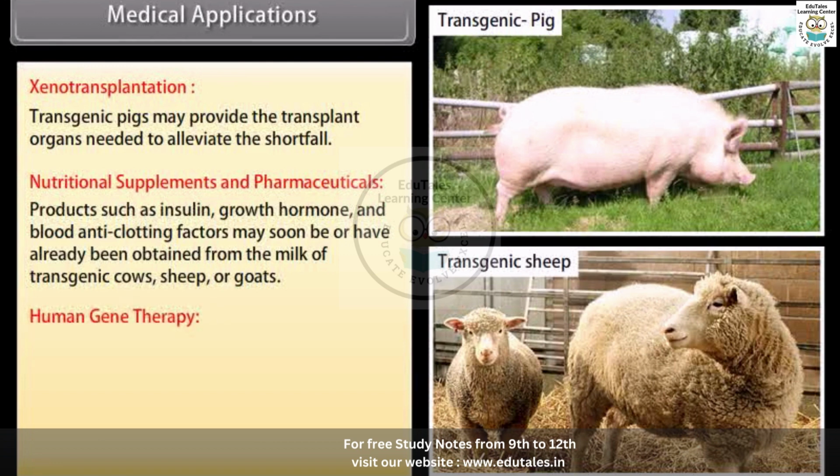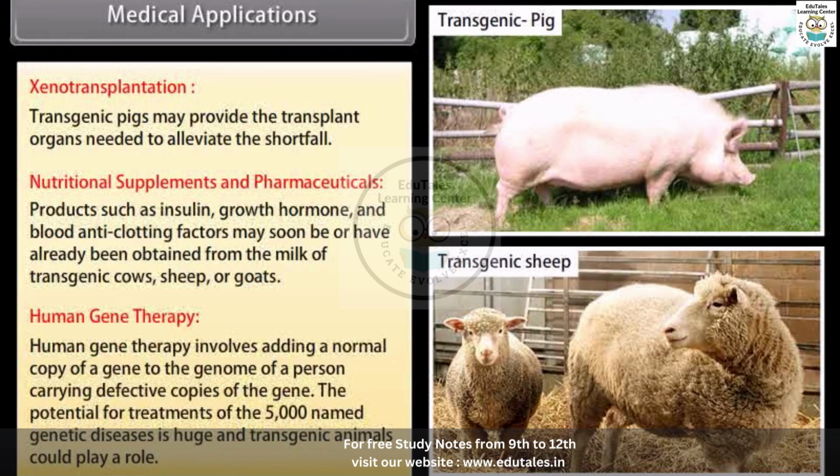Human gene therapy. Human gene therapy involves adding a normal copy of a gene to the genome of a person carrying defective copies of the gene. The potential for treatments of the 5,000 named genetic diseases is huge, and transgenic animals could play a role.